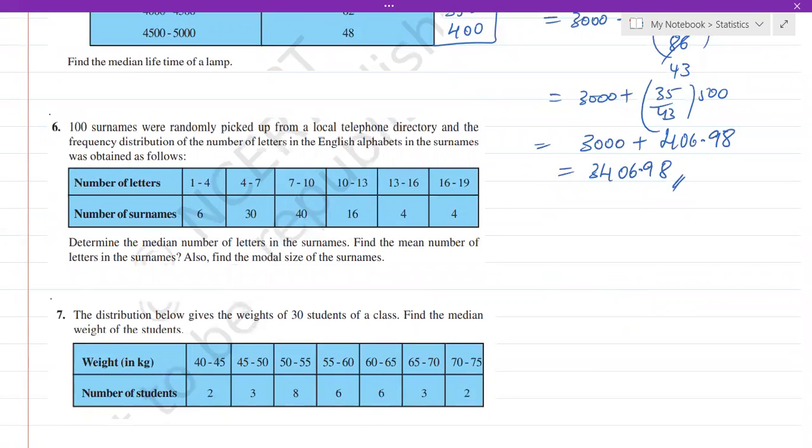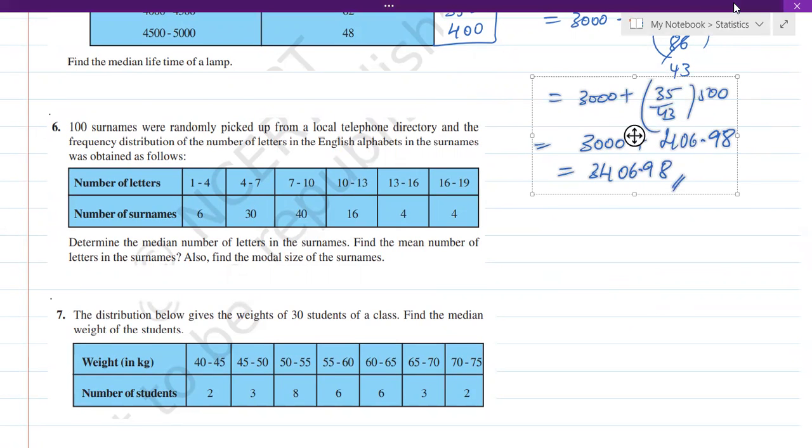In the next question, again we have to find the median, the mean, and also the mode. We have to find all three. Mean and mode, as we have done already, you can write out. Let's find the median in this case.